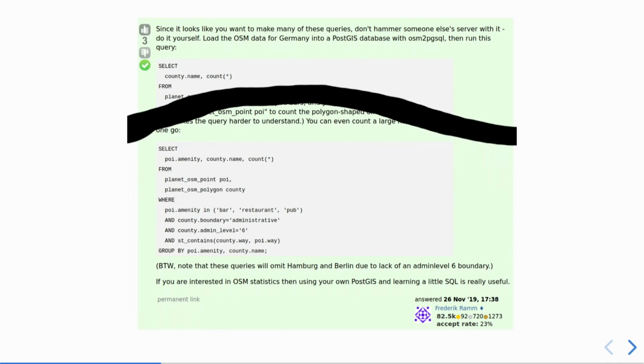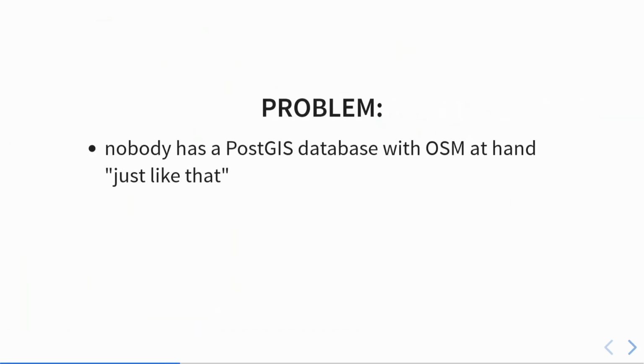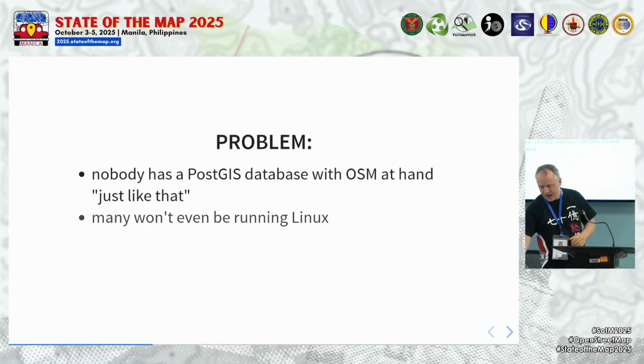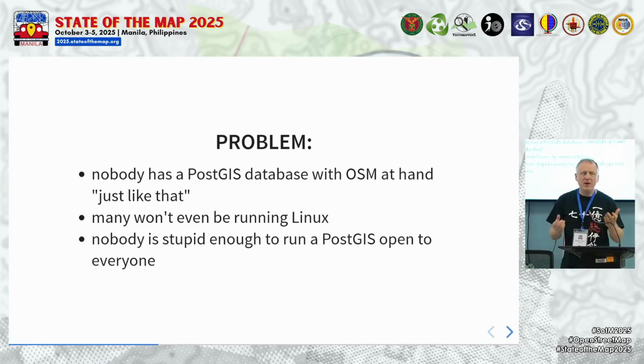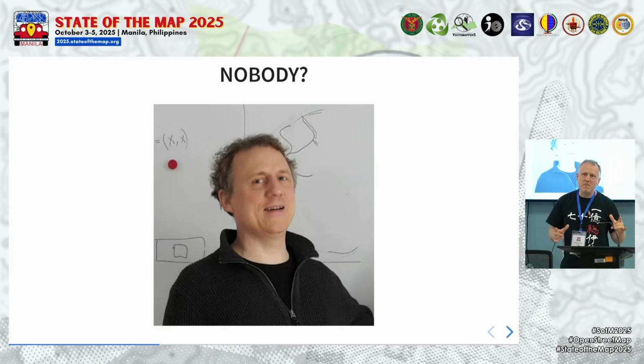I would often say, well, you can solve this problem easily by installing your own Postgres database, downloading an OSM file, loading that into your Postgres database, and then you can run these SQL queries and all is going to be fine. Obviously, the problem with that is most people don't have a fully loaded PostGIS database at hand. Many people won't even be running Linux, so it might be difficult for them to run the utilities. And nobody's stupid enough to run a worldwide Postgres database to just let people run something on that. Maybe not.